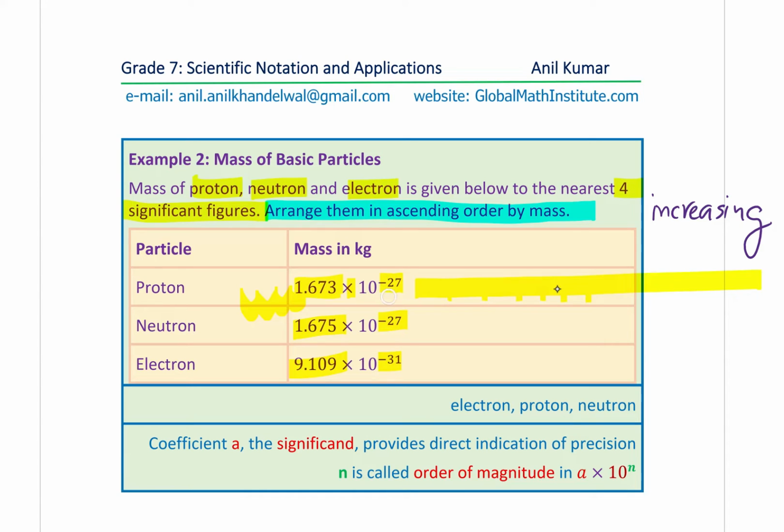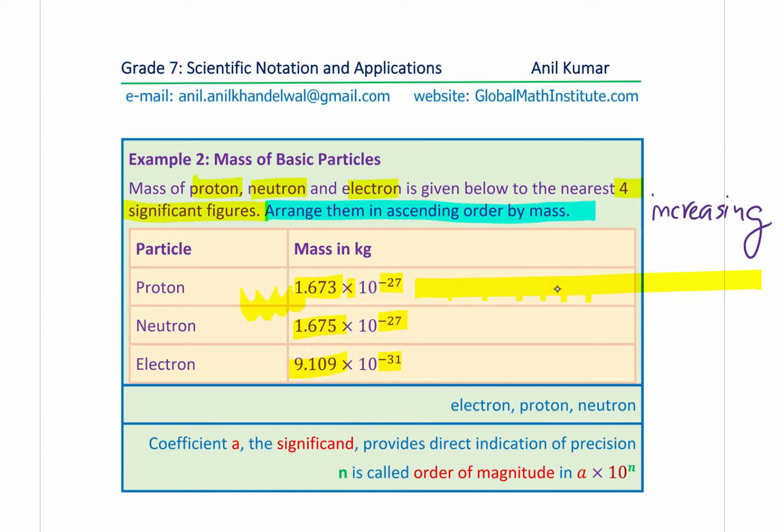Now you have to compare. Order means you have to compare with the exponent of 10. Now minus 31 is the lowest, correct? So that comes first, and then minus 27. We have two of them. We have to check which one is higher. Neutrons are higher, so they are the heaviest of the three. So electron, proton, and neutron will become your answer as shown here. Does it make sense to you? That is how you are going to compare.